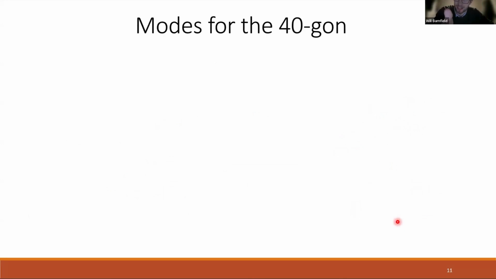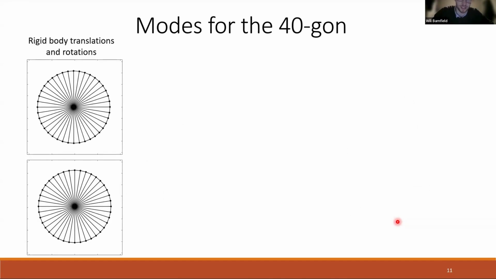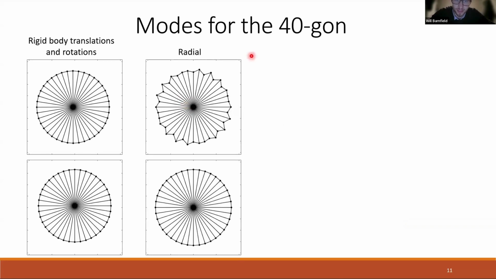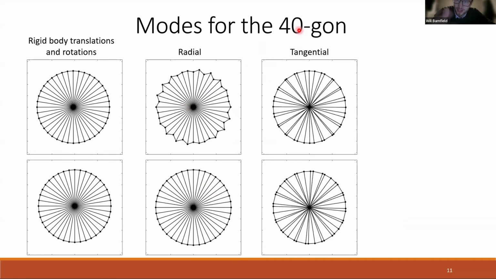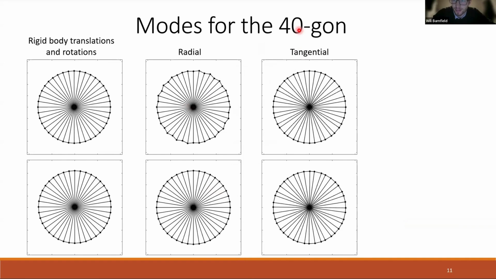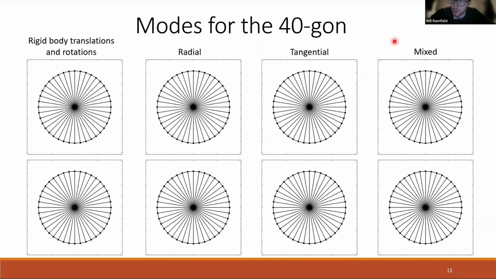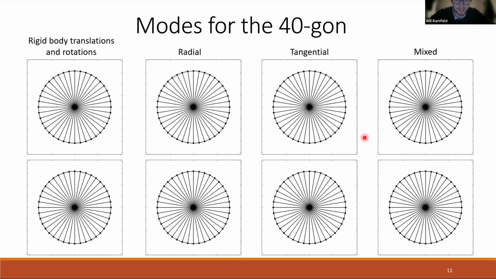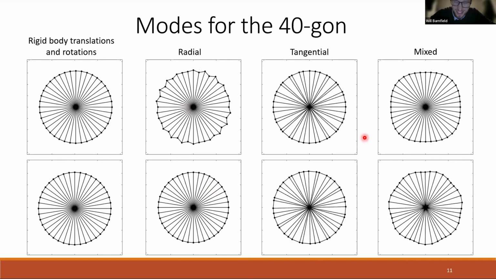So I ran some simulations in MATLAB. For modes for a 40-gon, we get 4 main categories. So we get rigid body translations and rotations, and these correspond to 0 eigenfrequency. We get purely radial modes, so we have this star shape in this breathing mode here. We get some tangential modes that are only really moving around the rim of our N-gon, and mixed modes, which are a combination of tangential and radial modes. So yeah, I think these are some quite nice animations.